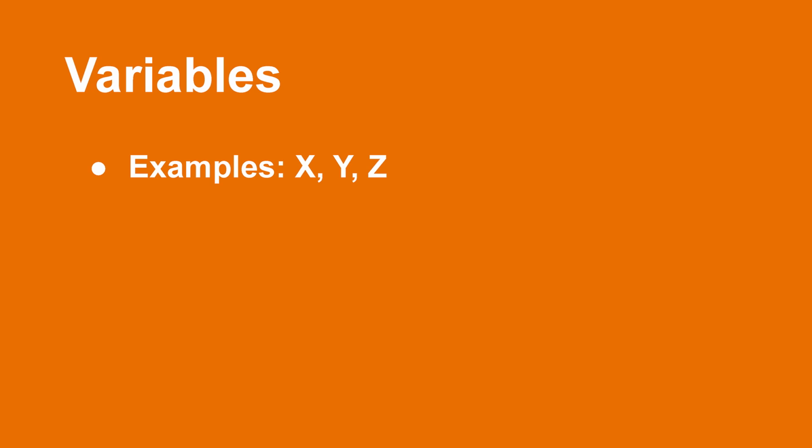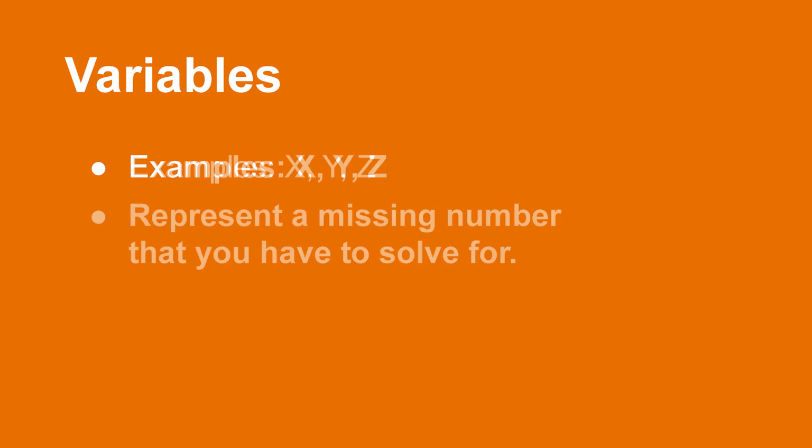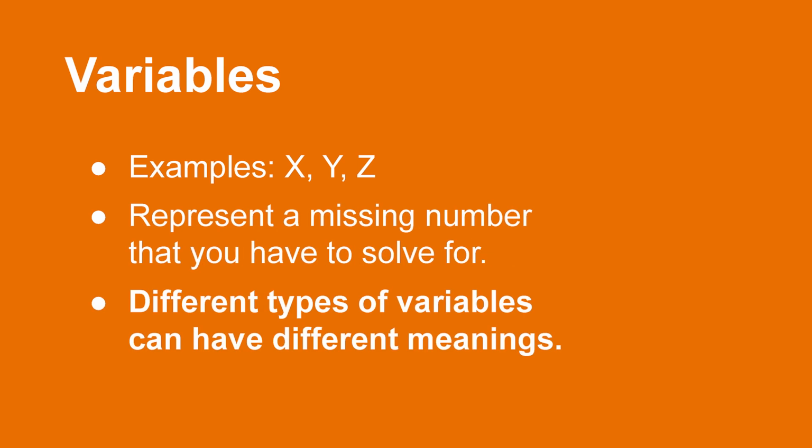Variables. We've all seen them before in algebra. There are x's and y's and z's, and they always represent some missing number that we have to solve for using our amazing math skills. However, in the context of statistics, when we're talking about variables, things get a little deeper. Different types of variables can have different meanings. In this video, we'll talk about a few different types of variables, what they mean or represent, and a few examples of them in action.